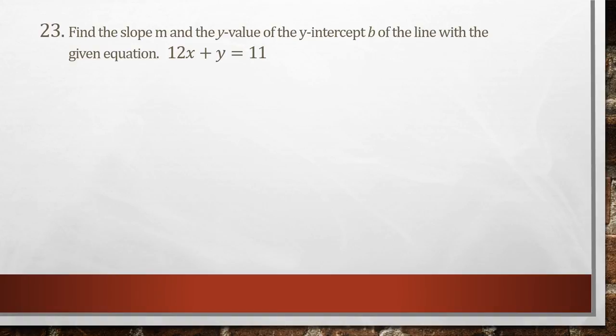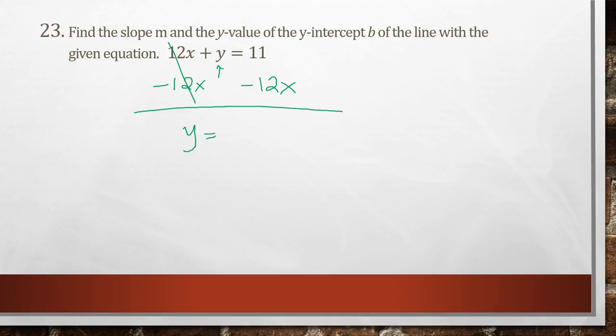This one says find the slope m and the y value of the y-intercept b of the line with the given equation. So what they want us to do in this problem is to solve for y. So we want to get this y alone and isolate it. So in order to do that, we need to move this 12x to the other side. So we will do that by subtracting the entire 12x from both sides. Now over here, these cancel out.